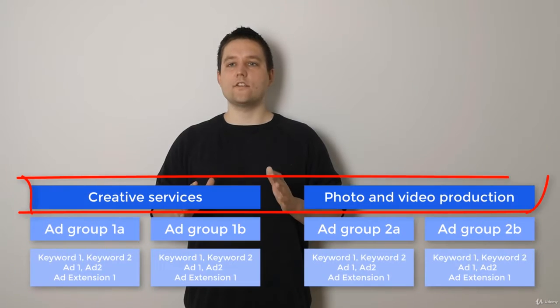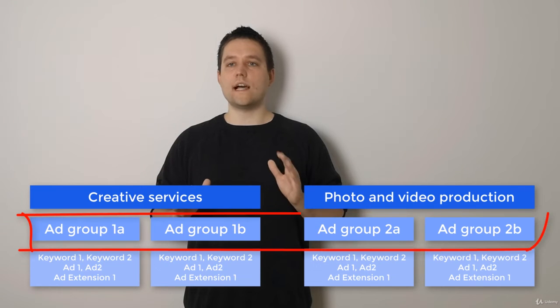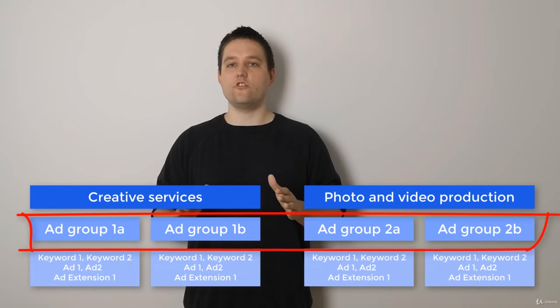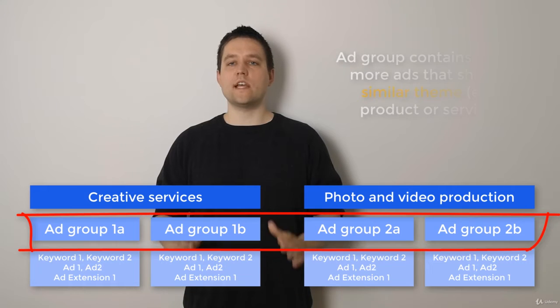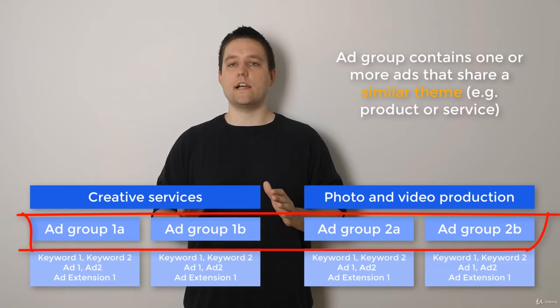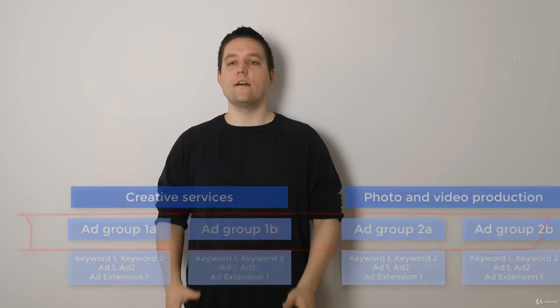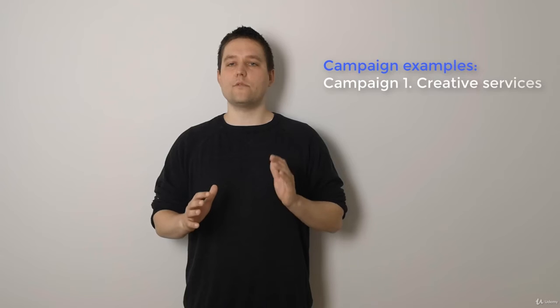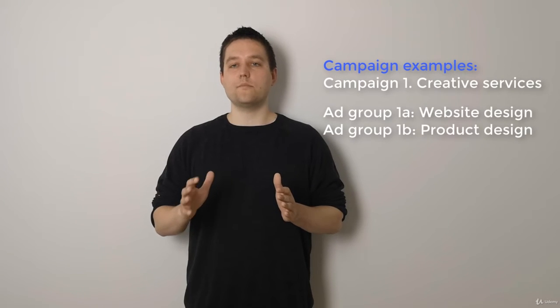Then after you decide on the campaigns, you decide on what ad groups you want to have inside each of the campaigns. Ad groups contain one or more ads that share a similar theme. Usually, one ad group is used for one product or service, or one product or service type. For example, we have the campaign creative services. We offer creative services such as website design and product design. We can add these two ad groups to our creative services campaign.